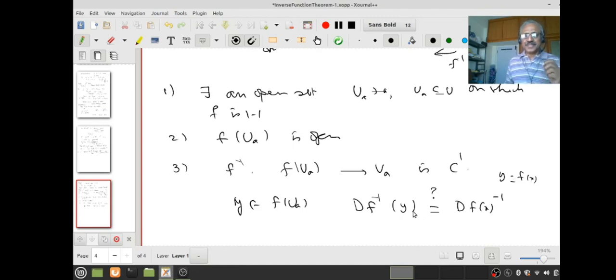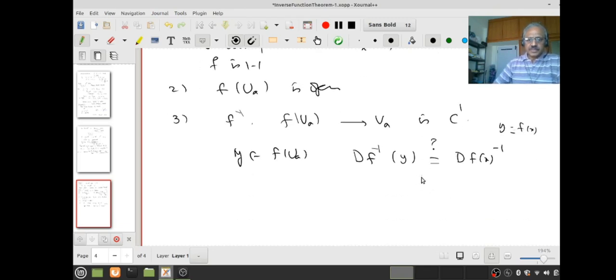So it already gives an idea how I should restrict my UA. I have to find UA, right? That's the first point. How to find that? This gives an idea how to do that. Keep this in mind. Okay, I hope I got everything right. There is an open set on which it's 1-1 and so that the image is open and the inverse is C1, and the derivative is automatic. This is the easiest part. Okay, right. So this is the inverse function theorem.